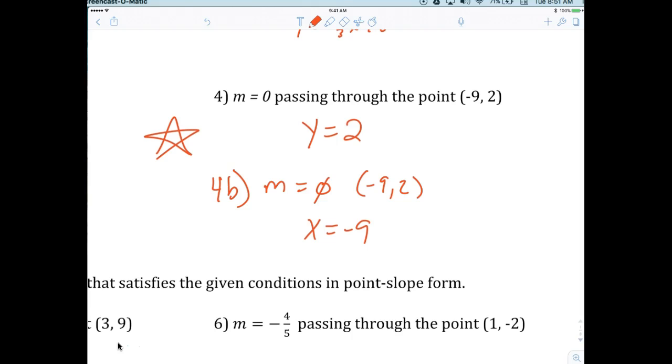Everybody okay with that? Right? Okay, so horizontal is this way. Vertical is this way. Vertical lines have slopes that are undefined. So it's always x equals, just like horizontal is always y equals. Verticals go through the x-axis, horizontals go through the y-axis.